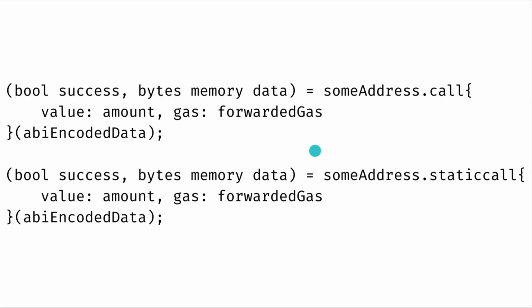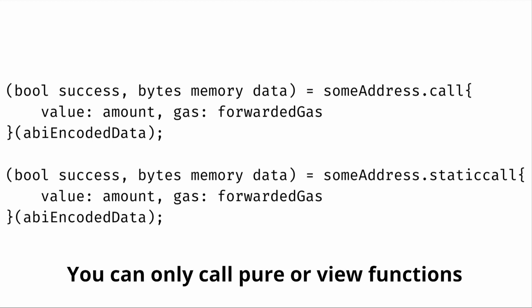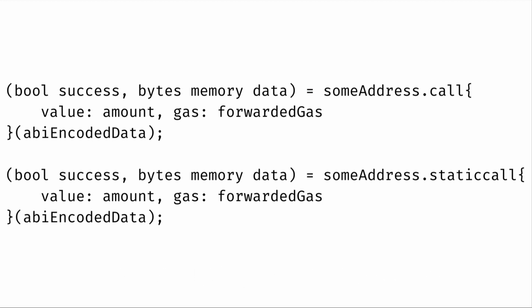So you can provide ABI encoded data in the rounded brackets. This would contain the information of what function to call and the function input parameters in ABI encoded format. Solidity also has a way to encode this using abi.encode. And there's also a static call instead of the normal call. The static call won't allow any state changes. So basically, you can only call pure or view functions.